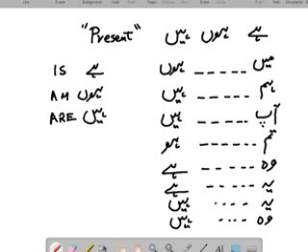Main hoon. Hum hain. Aap hain. Tum ho. Wo hai. Ye hai. Ye hain. Wo hain. Main hoon, I am. Hum hain, we are. Aap hain aur tum ho, you are. Wo hai, he is aur she is. Ye hai, this is. Ye hain, these are. Wo hain, they are aur those are.